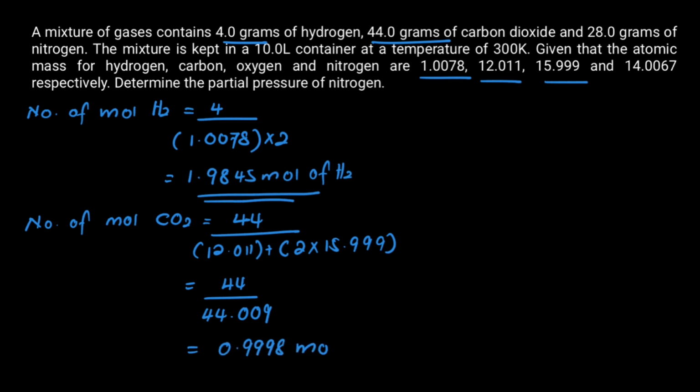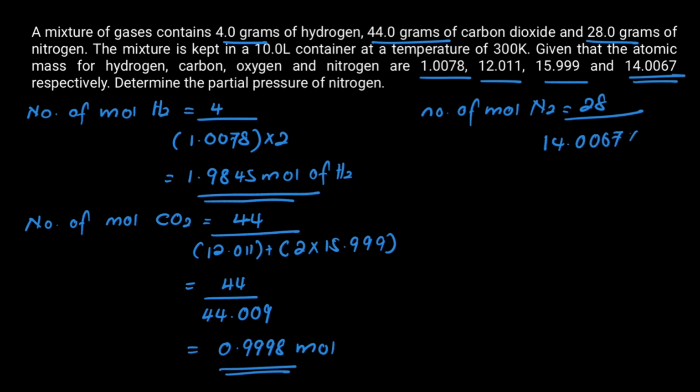which should be equivalent to 0.9998 mole. And lastly, we are going to calculate for nitrogen. The number of moles for nitrogen shall be equivalent to the mass, which is 28 grams, divided by 14.0067 times 2. So it should be equivalent to 0.9995 mole of nitrogen.